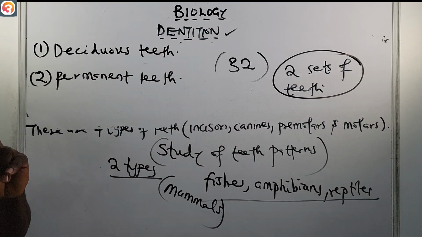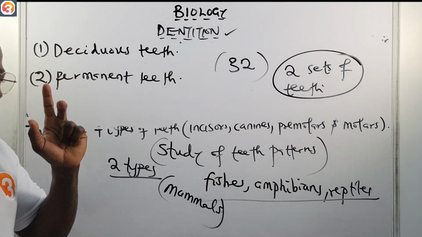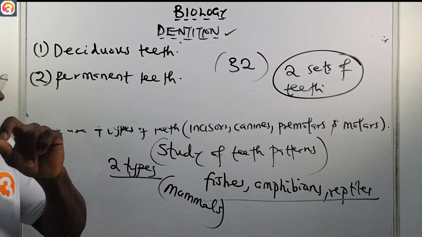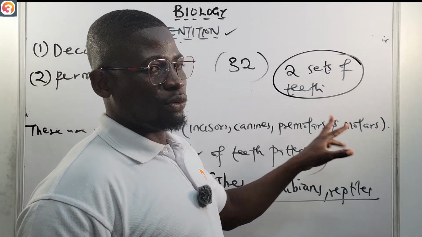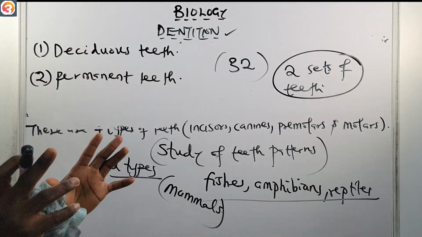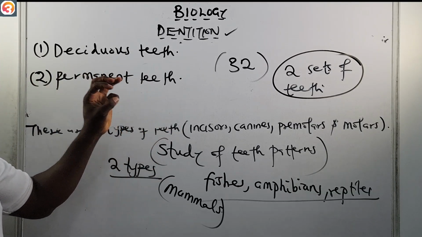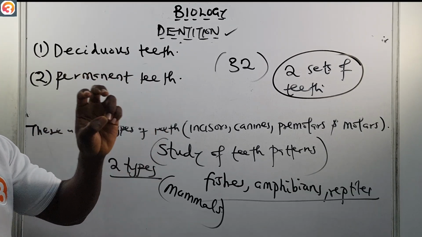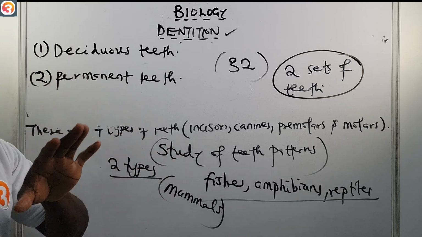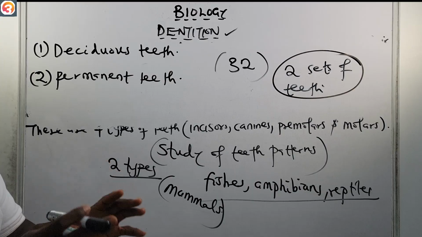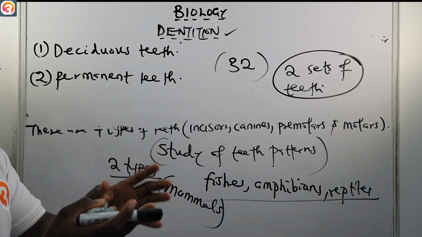They have two types of dentition: homodont dentition and heterodont dentition. Humans have 4 types of teeth, which are the incisors, the canines, the premolars, and the molars. We'll talk about them in a bit. I'm just trying to make you understand. So we have 2 types of dentition, and humans have 2 sets of teeth. Then we have 4 types of teeth, so that you do not confuse them: a set of teeth, types of dentition.